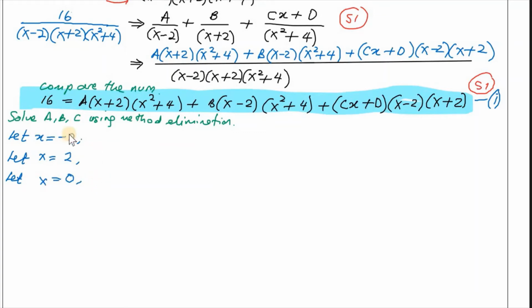So I've given you the clue. Why don't you try and solve for A, B, C and then replace them back into this question? Let me give you about 3 minutes. Pause the video and get A, B, C. Alright, 3 minutes from now.